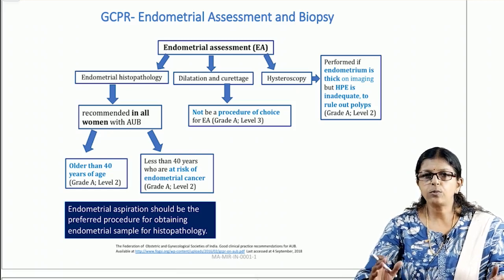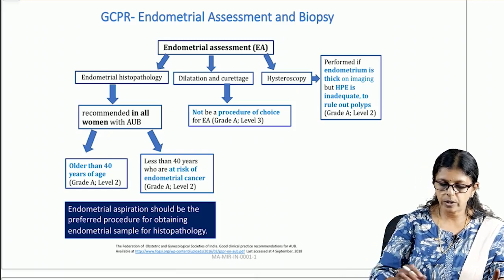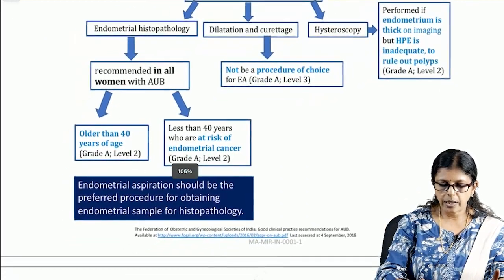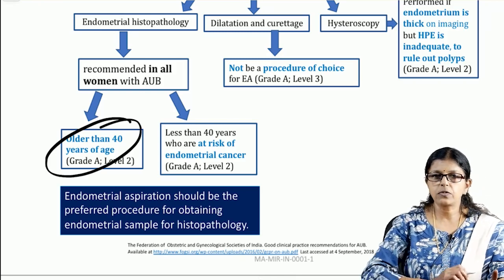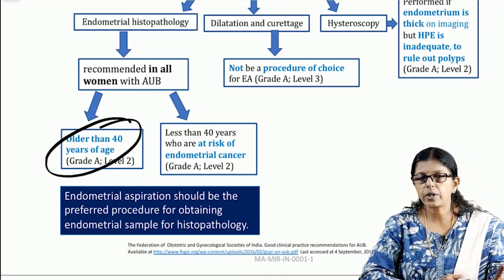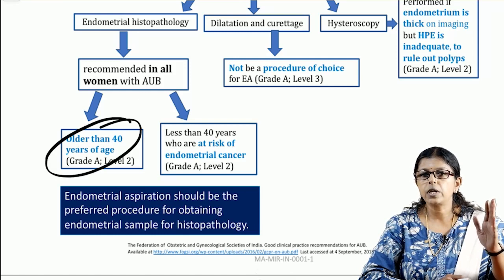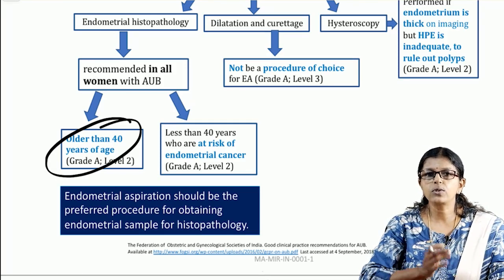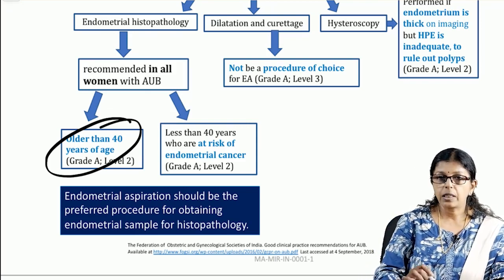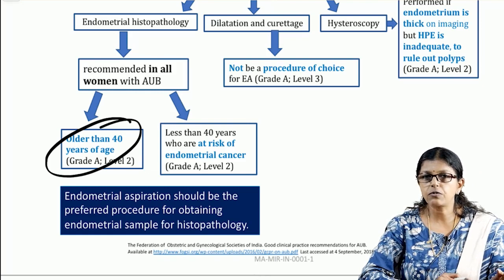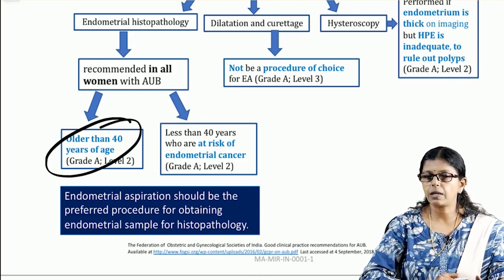Now, when you do an endometrial assessment, how would you like to do it? It is recommended in all women with AUB who are older than 40 years of age. That is a very important aspect. If the woman is more than 40 years of age, it is best that you have a sample and a histopathology report before you start her on hormones. If she is less than 40 years of age, then you may just give her a set of treatment, see whether she responds, and then leave it at that.